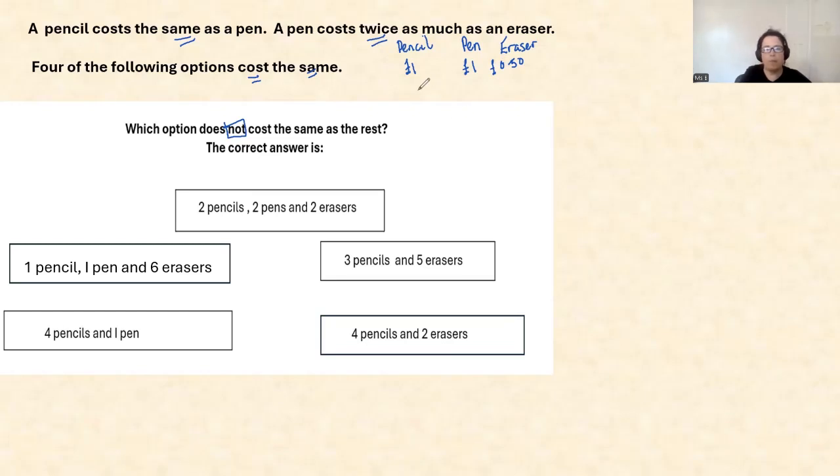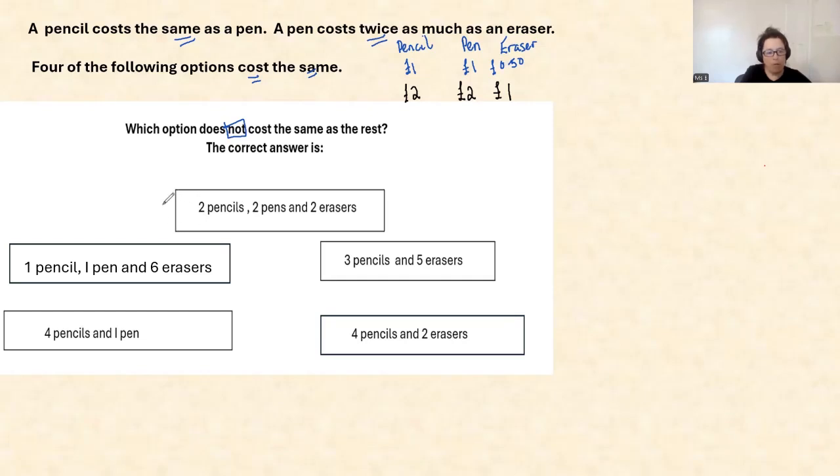It's the same if we put in different values. So if we said that the pencil was £2, then the pen, which is the same price as a pencil, would be £2, and the eraser, which is half the price of the pen and pencil, would be £1. If the pencil was £8, the pen would be £8, the eraser would be £4. So what's important here is that we know the ratio: the pen and the pencil cost the same, but the eraser is half the price. Let's go forward with this.